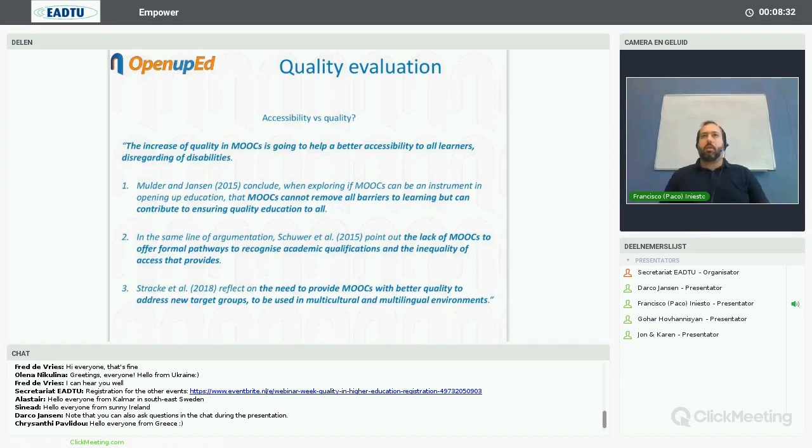As well, considering the lack of MOOCs offering formal pathways to recognize academic qualifications, access to higher education is something to point out, so we need to work together to make it a possibility for those in a more disadvantaged situation to access MOOCs. And also considering the need to provide MOOCs with better quality to address new and different target groups. That includes a more social perspective of accessibility in terms of multiculturality and multilingualism.